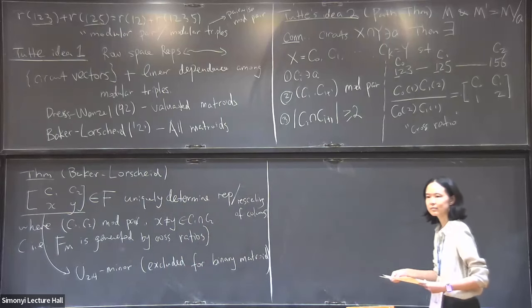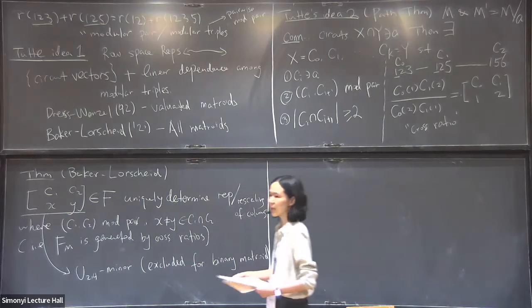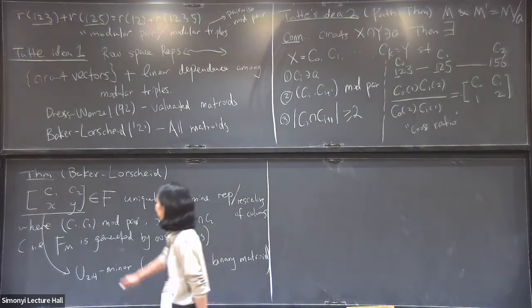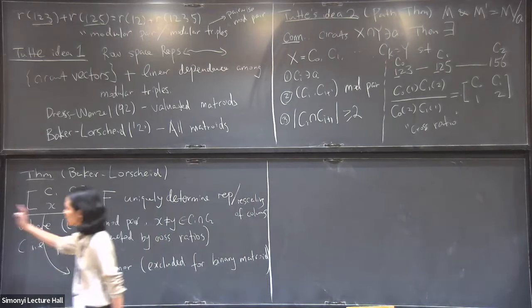What does it mean for this cross ratio to give you a U24 minor? Okay, yes. Let's do the example here.